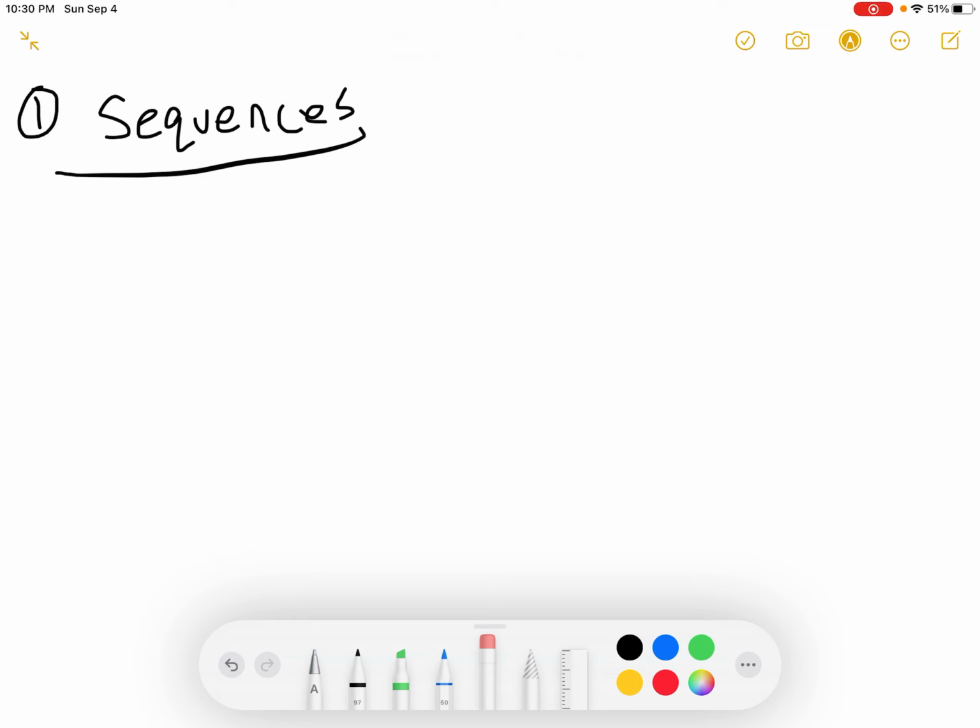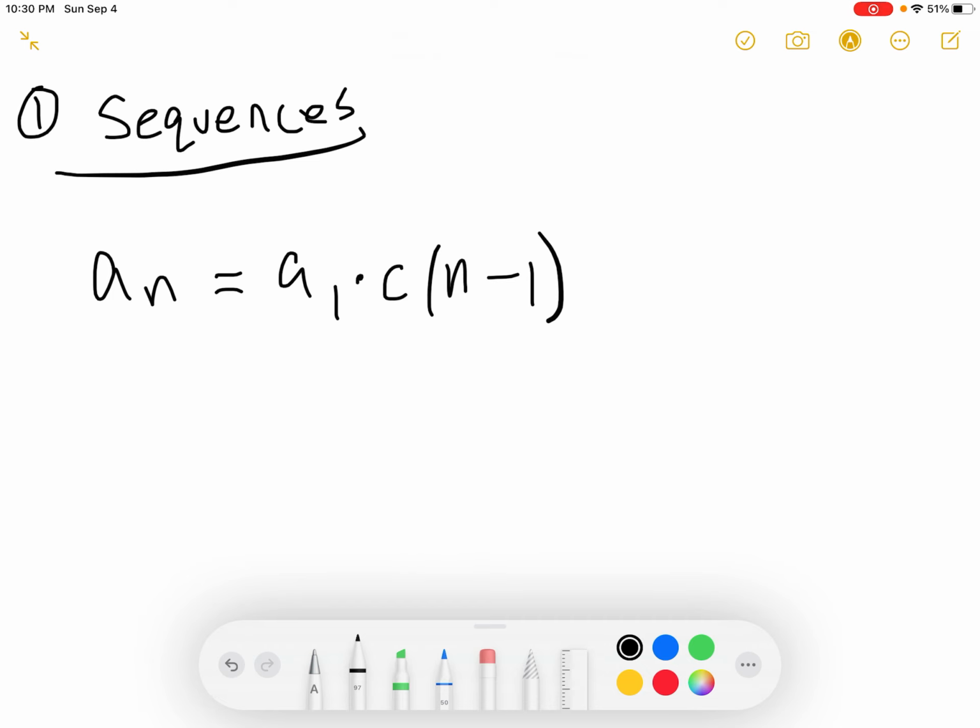So the geometric sequence, instead, this one's more like things change by multiplication and division instead. So here's what this one is. It's like this. Right. So same thing, but this time you have it multiplied. So that's the only difference. So that's the sequences.